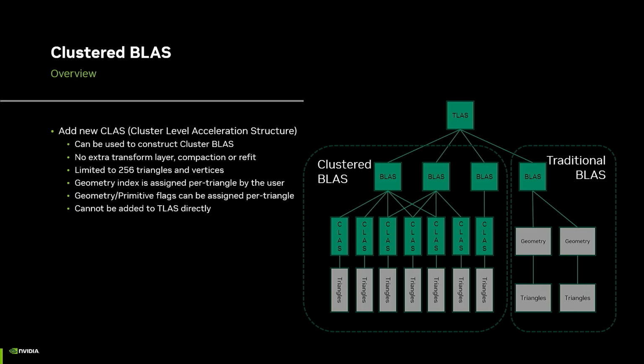And finally, we don't allow the CLAS to be added to a TLAS directly, or traced, so you have to first create a BLAS out of it. And this allows us to strip out a lot of extra information needed for tracing, so CLASs can be as small as possible.